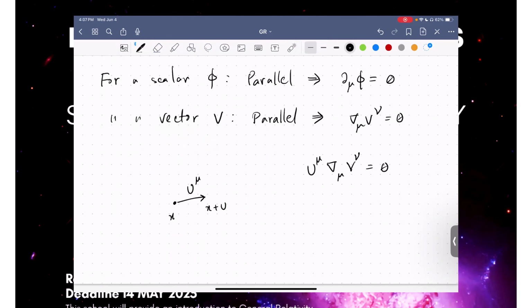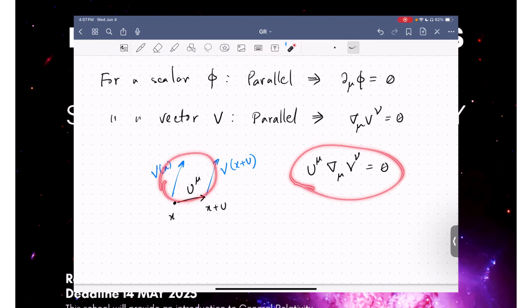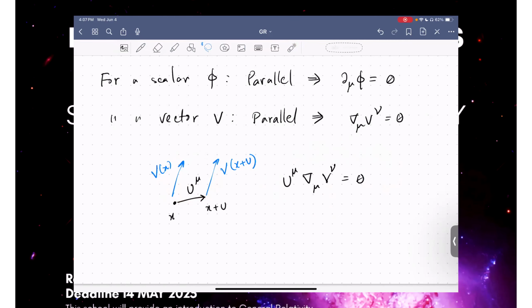Maybe I can draw a picture. So suppose here you have this vector v at x, and here you have this vector v at x plus u. And then we can say that this is parallel to this. All right. So this basically means that this derivative vanishes. Let's see. If you have any question about this, this is an important concept, right? So let's see if it's clear. I don't see any new questions. Okay.